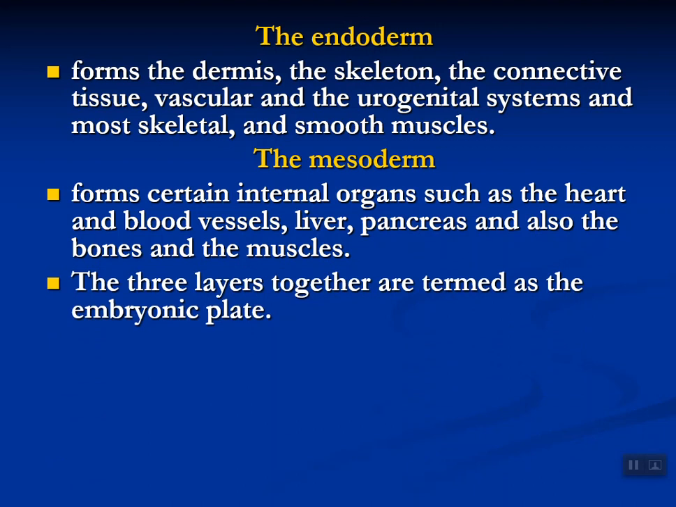Okay, so three cell layers: ectoderm, endoderm, and mesoderm. Ectoderm will help to form epidermis; endoderm, dermis, skeletal, connective tissue, vascular, urogenital, skeletal, and smooth muscles; and mesoderm for the internal organs.